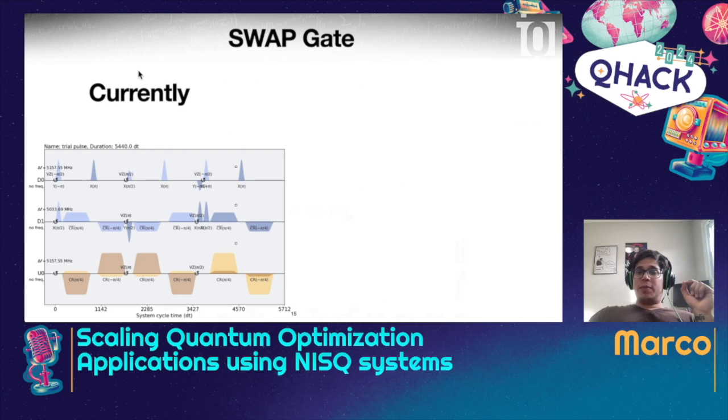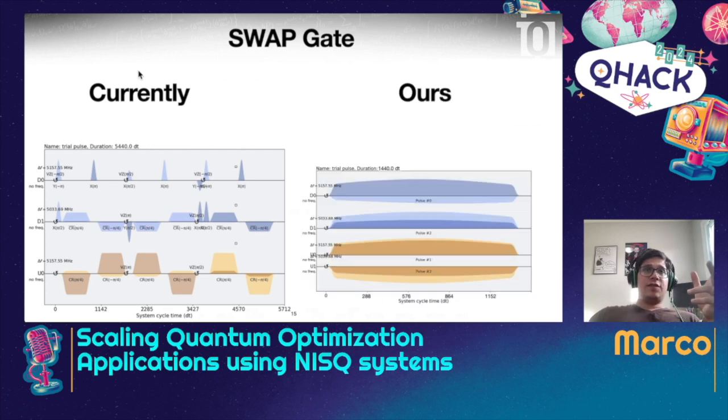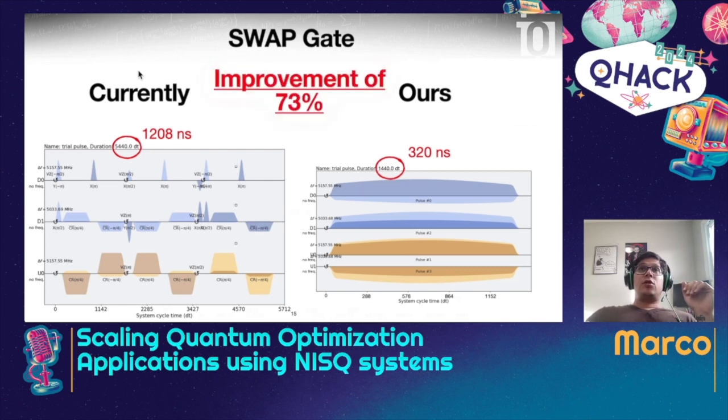Okay, now for the case of the swap gate, we did this. Currently, if you do a swap gate, this means you're applying 3 CNOTs, and this gives you 1200 nanoseconds. After running a couple of optimizations and getting the optimal one, we found one with 320 nanoseconds. This pulse makes the same operation, and it minimizes leakage and maximizes gate fidelity. This means we've seen an improvement of 73% on the length of the swap gate.